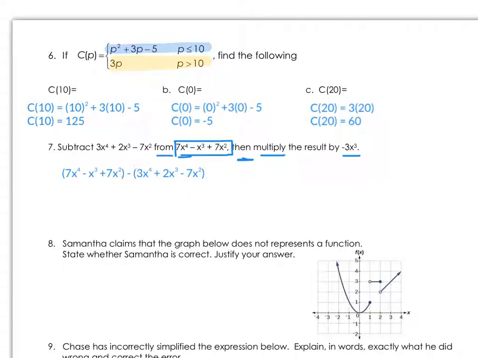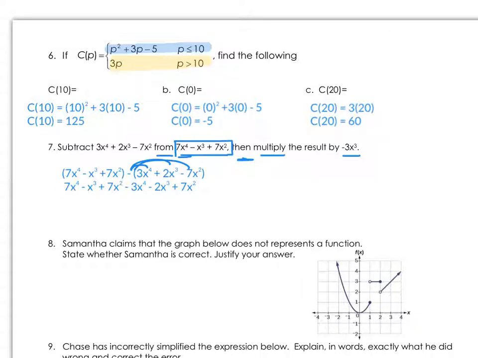So in order to do that, I need to first distribute this negative to everything in parentheses, because it's subtracting every part of the trinomial, not just the 3x to the fourth. So when I do that, it becomes 7x to the fourth minus x cubed plus 7x squared minus 3x to the fourth minus 2x cubed plus 7x squared. Then I can go ahead and look and see if I have any like terms. So I'm going to highlight them here for you so you can see.